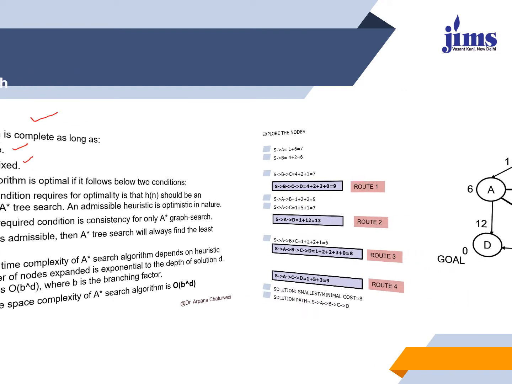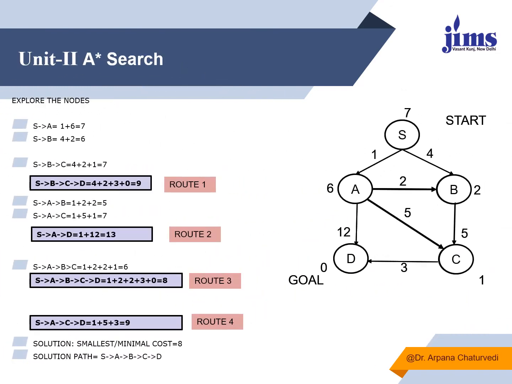Look at the example. Here this is the start position. This is the start. This is the goal. And here these are the heuristic values. Heuristic of S, h(S), is 7. h(B) is 2. h(C) is 1. h(D) is 0. h(A) is 6.